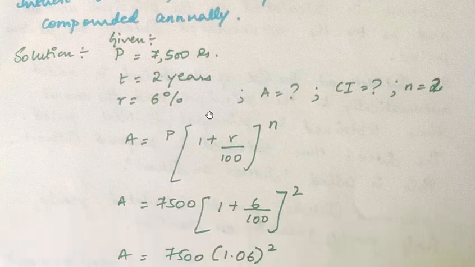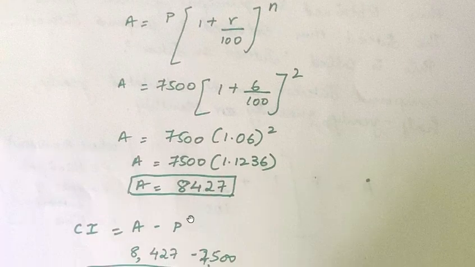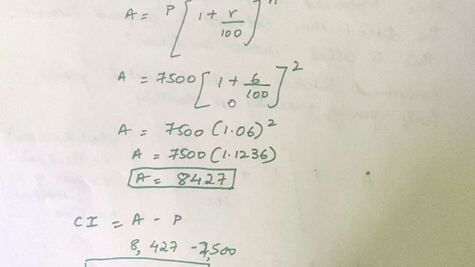So amount is equal to principal into 1 plus r by 100 to the power of n. When you substitute the figures in the formula, amount is equal to 7,500 into 1 plus 6 by 100 to the power of 2. A is equal to 7,500 into 1.06 to the power of 2. So 100 plus 6, 106, divided by 100, you get 1.06 to the power of 2, which is square. So A is equal to 7,500 into 1.06 square, which is 1.1236.